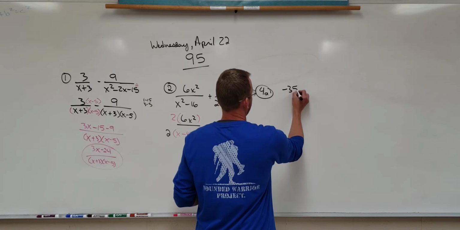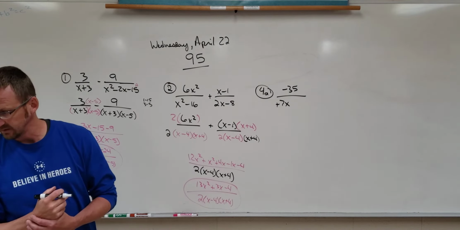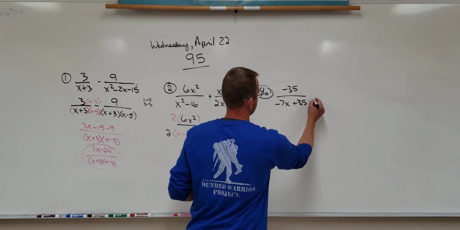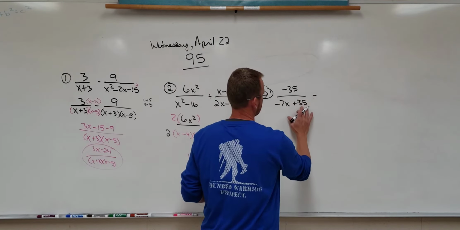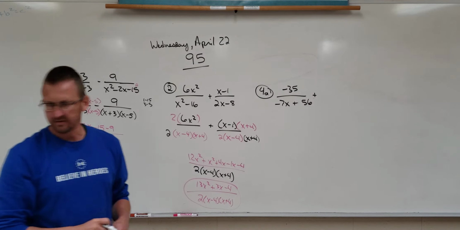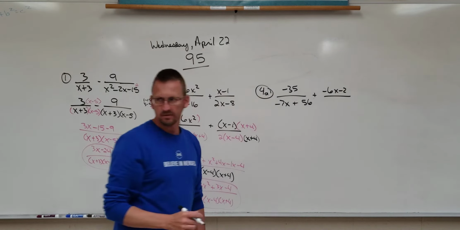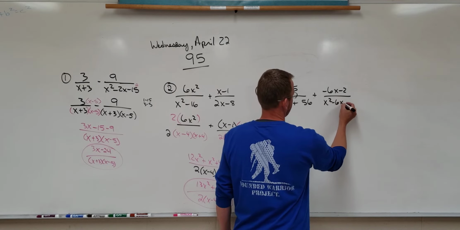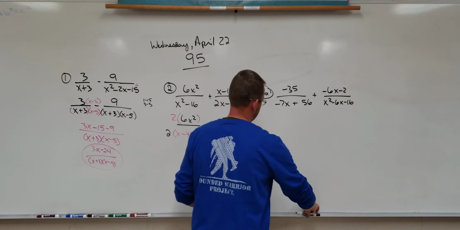So I have a negative 35 on top. On the bottom, I am rearranging. I believe it's positive 7. Nope, it is negative. Negative 7x plus 35 equals, not equals, plus, I didn't even get that right, 56 plus negative 6x minus 2 over x squared minus 6x minus 16. So let's factor everything we can factor.